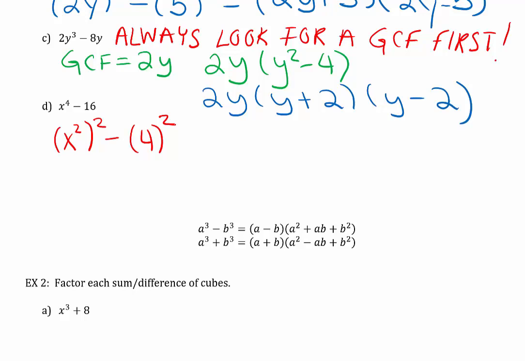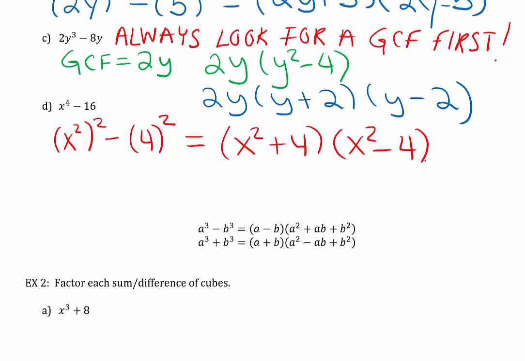Okay, one more example that's a difference of perfect squares. At first glance, this problem looks a little bit different because it has an x to the fourth in it. However, x to the fourth is the same as x squared squared, and 16 is a perfect square, it's 4 squared. So using my pattern, the a is x squared and the b is 4. I get x squared plus 4, x squared minus 4.